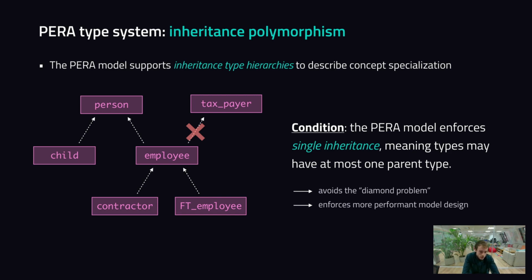It's a pretty sensible condition to have, so it avoids the so-called diamond problem, which gets much more pronounced in the case of types with dependencies, and it generally also enforces more performant model design. Type checking becomes easier if you only have to walk in one direction in the type hierarchies.